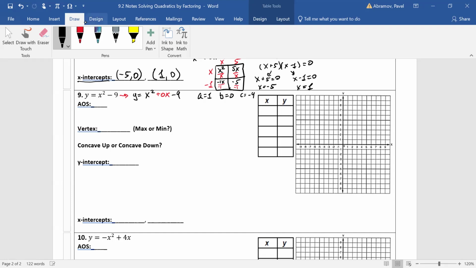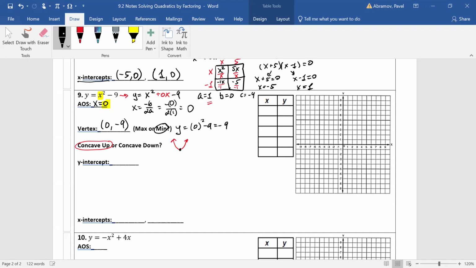Now, axis of symmetry is still -b over 2a, but in this case, it's going to be negative 0 divided by 2 times 1. And 0 divided by anything is always 0. So the axis of symmetry is x equals 0. To find the vertex, we still do it the same way as before. We substitute this value in for x. Therefore, we'll have 0 squared minus 9, which is -9. Therefore, the vertex is (0, -9). Once again, since our leading coefficient a is positive, +1, it's concave up, which means the graph looks this way. That means our vertex would be at the bottom, making it a minimum.